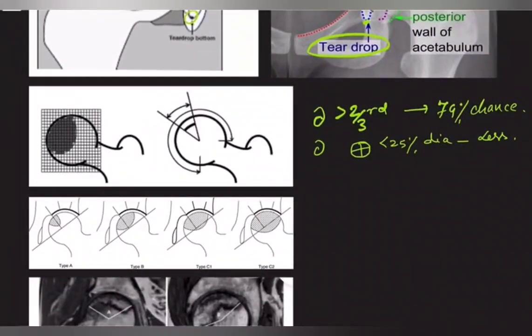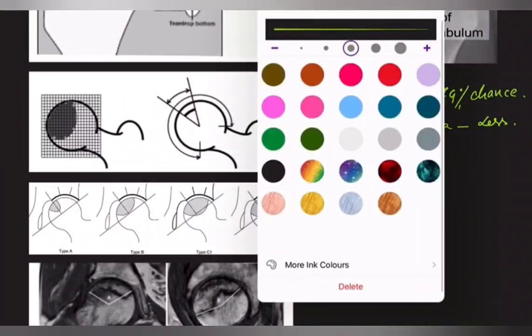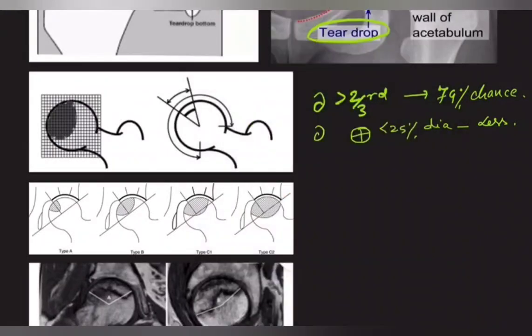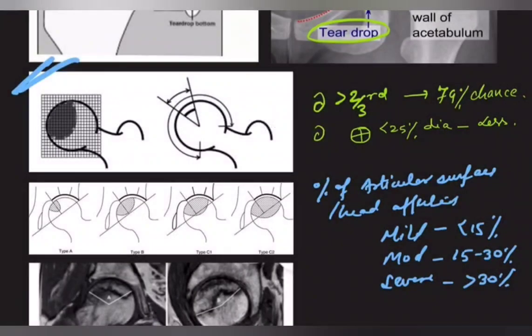Now we will discuss 3 important things in determining the prognosis of AVN. One thing is the articular surface or the percentage of head involvement, graded as mild, moderate and severe. Mild is less than 15% of the articular surface or head affected, moderate is 15 to 30%, and severe is more than 30% involvement. So in this image, in this case, there is less than 15% involvement of the articular surface, so this category is mild; severe is more than 30%, and in between is moderate. So this is the percentage of the articular surface or head affected.